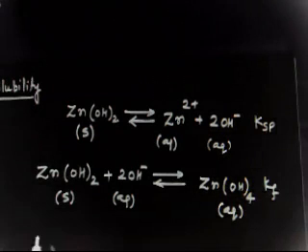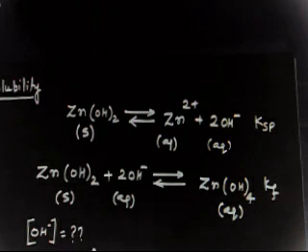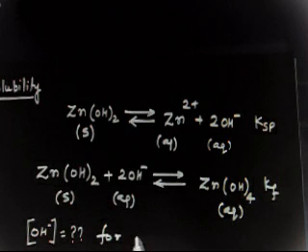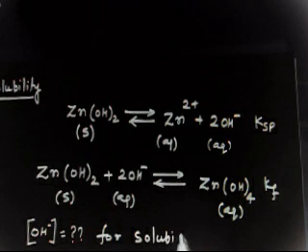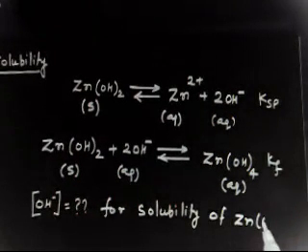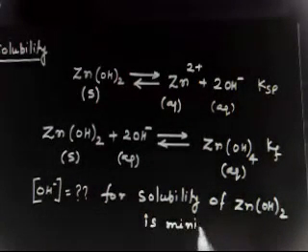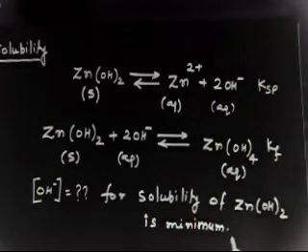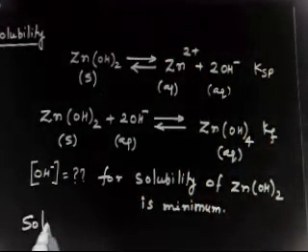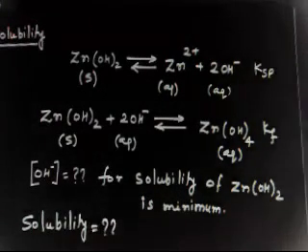The question says calculate the concentration of OH minus. What is the concentration of OH minus for which the solubility of Zn(OH)2 is minimum? You also have to find the solubility. So two things you have to find out: the concentration of OH minus and the solubility.